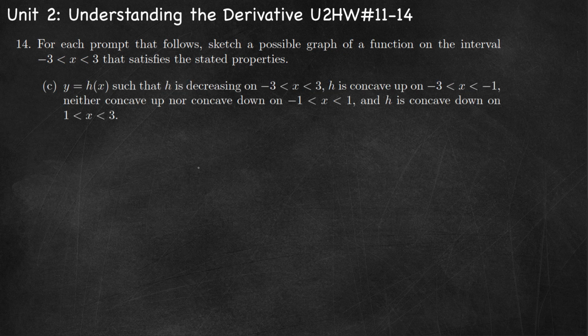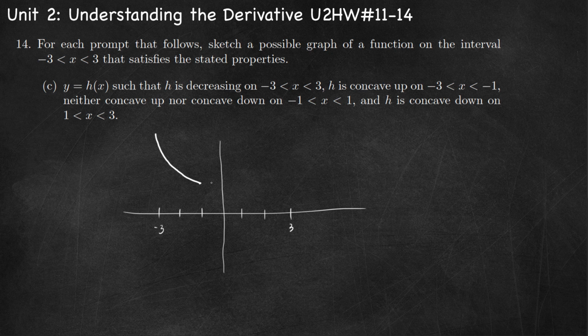Part C, now we want our graph to be decreasing from -3 to 3. So decreasing this time, concave up from -3 to -1, neither concave up nor concave down between -1 and 1, so that indicates it's going to be linear, and then concave down from 1 to 3. So decreasing the whole time, concave up until we reach -1. Then when I reach -1, I'm neither concave up nor concave down. So I'm linear, but I still want to be decreasing.